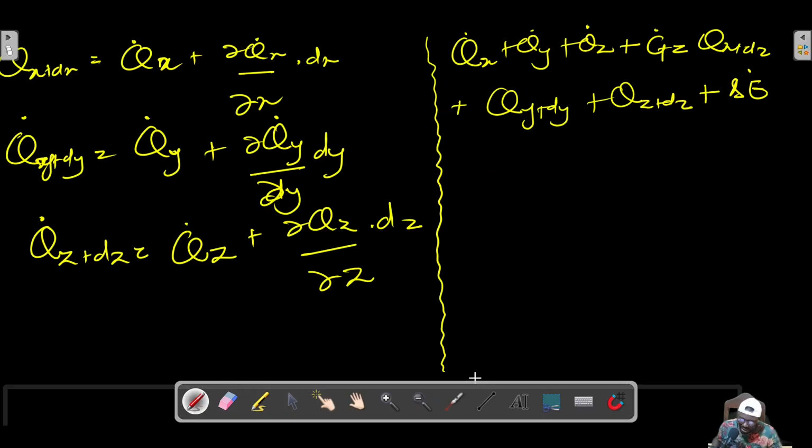This is quite understandable. Then I also said that the heat generation within the control volume can be written as the heat generation rate per unit volume times the infinitesimal volume, the volume of the control volume we've selected. That is it. Now let us do the substitution.